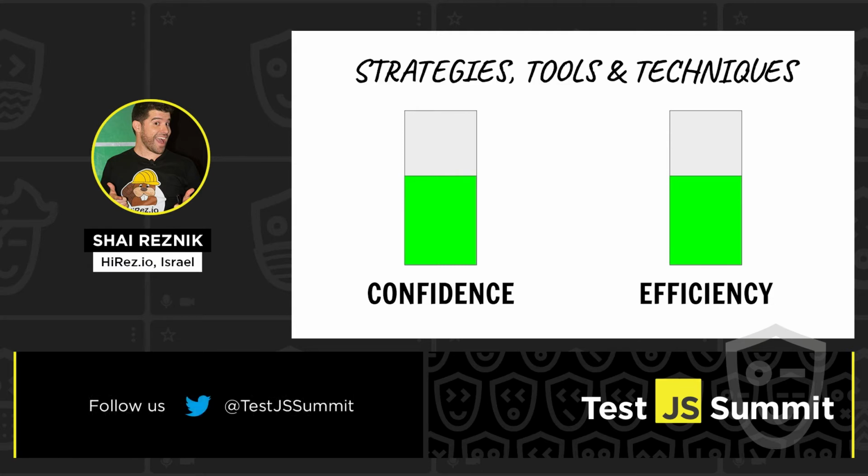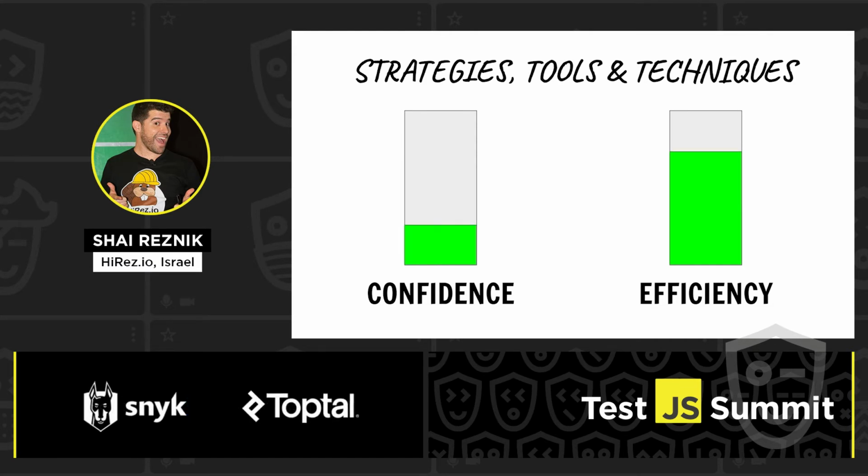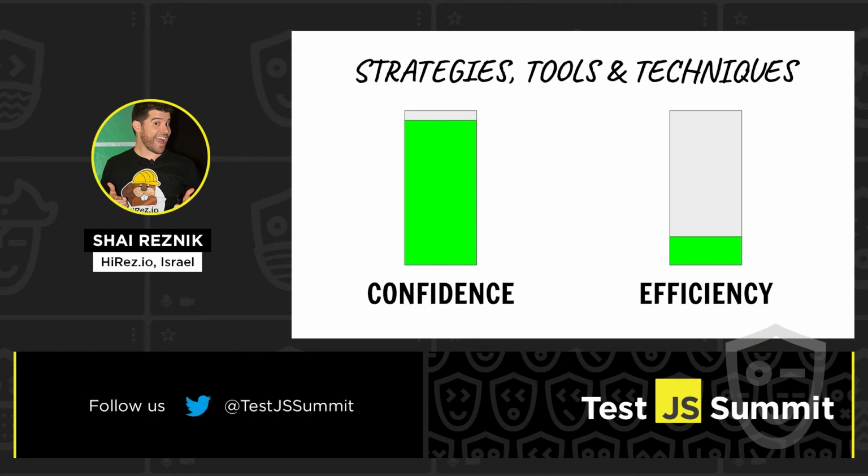And if we think about the strategies, tools, and techniques that you are used to applying in our tests, now when you think about confidence and efficiency and judge them by these terms, we can see that some strategies lead to more efficiency but less confidence, and some lead to more confidence and less efficiency. For example, end-to-end tests, where you have lots of confidence because all the moving parts are integrated together and you test everything in one place, but they're the least efficient test out of them all because they run the slowest and they require more code and they fail more often and stuff like that.